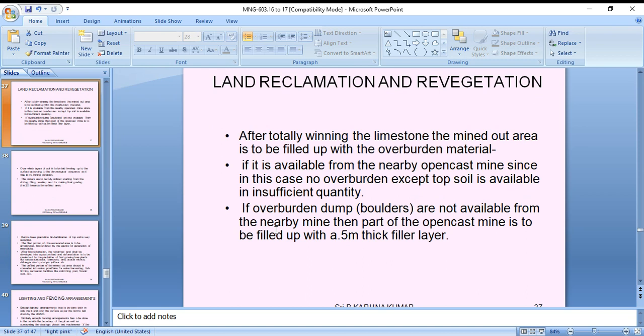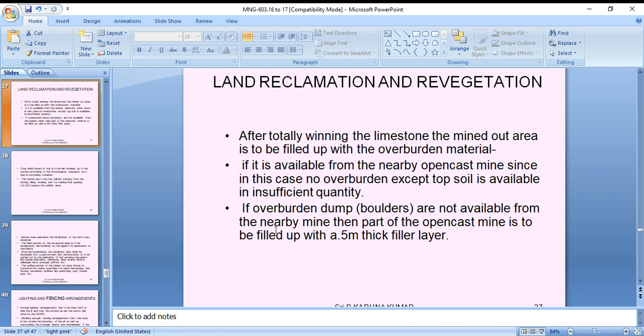Now, on land reclamation: these are the general activities, but at the same time, after completion, you have a social responsibility to the environment. After total winning of the limestone, the Environmental Protection Act 1986, the Forest Conservation Act, Environmental Clearance, and the recent 2020 Environmental Impact Assessment notification very clearly mention that you have to restore the original land or something nearer to the original. So that concept of land reclamation is one of the big responsibilities of the management.